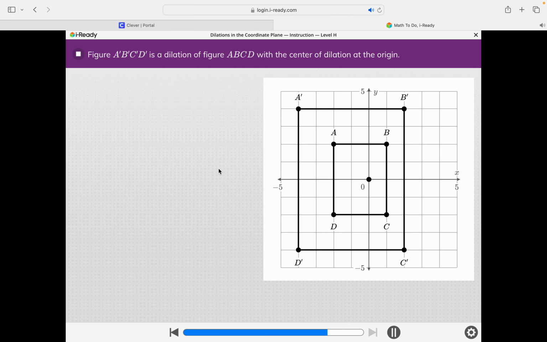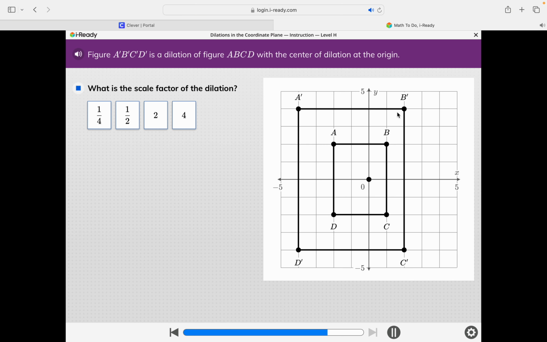Figure A prime, B prime, C prime, D prime is a dilation of figure ABCD with the center of dilation at the origin. What is the scale factor of the dilation? We don't know, but we can do at least one example. You want to do A and A prime, or B and B prime?